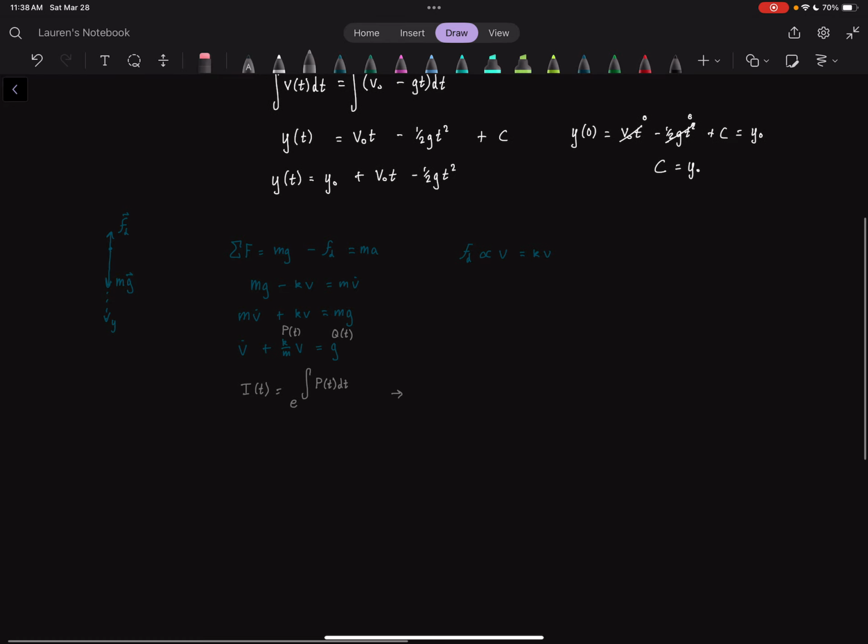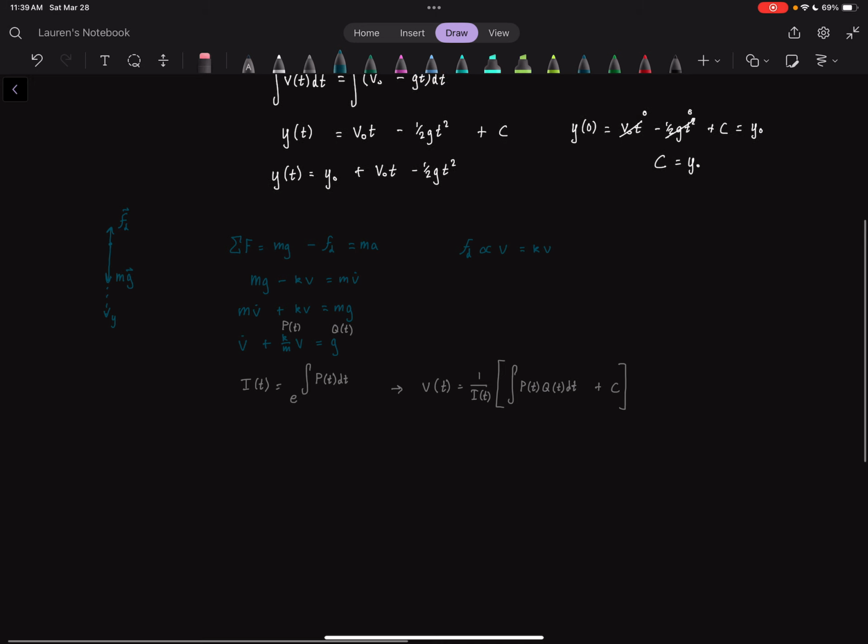And then the velocity as a function of time, the solution to the differential equation, is equal to 1 over I of t times the integral of I of t times Q of t dt plus c. This is the formula for the direct integration method for a first order linear differential equation. It's likely the first method you come upon when you take your differential equations course.